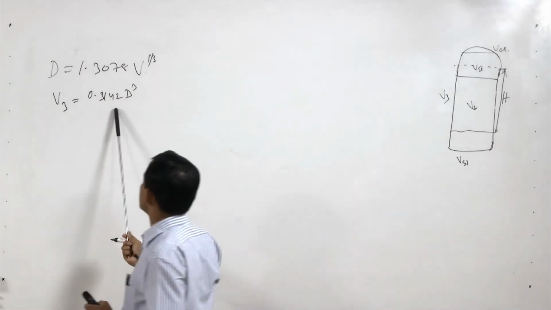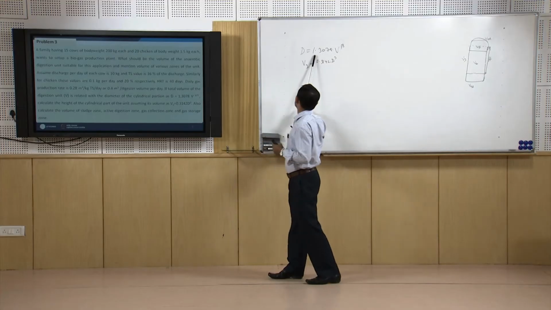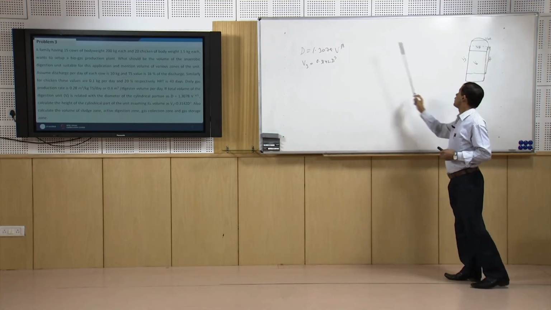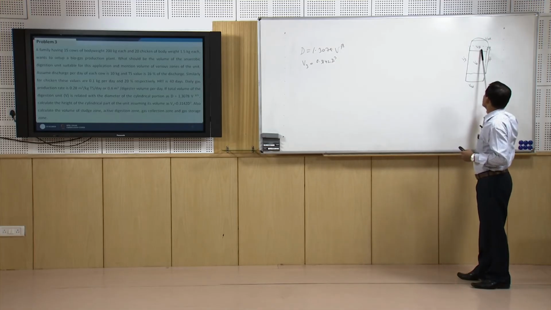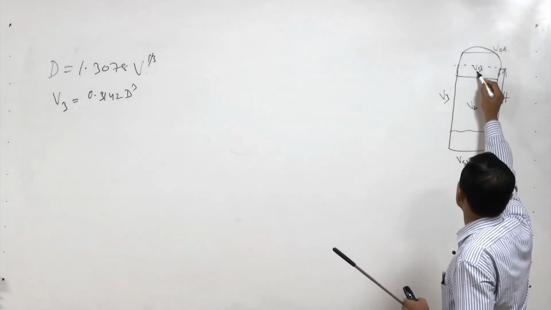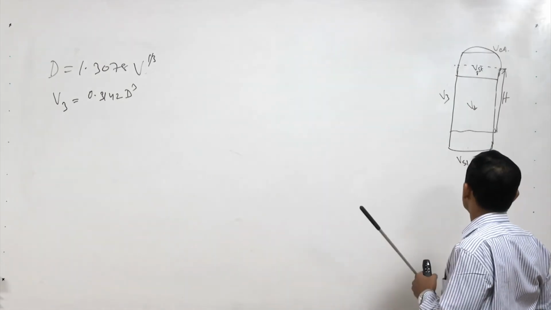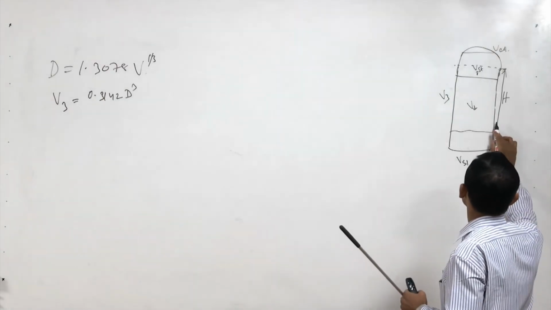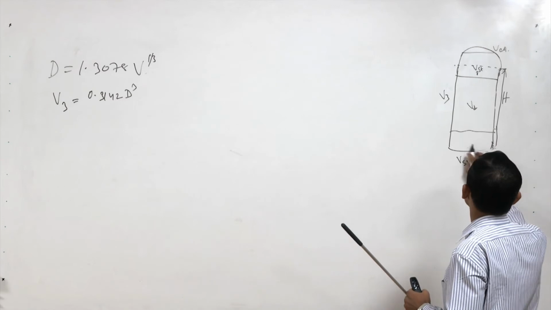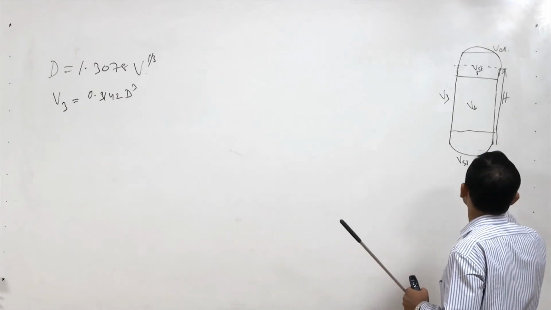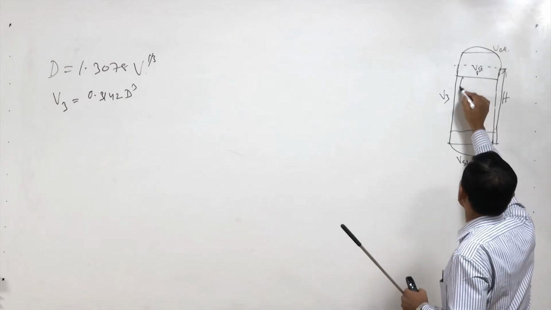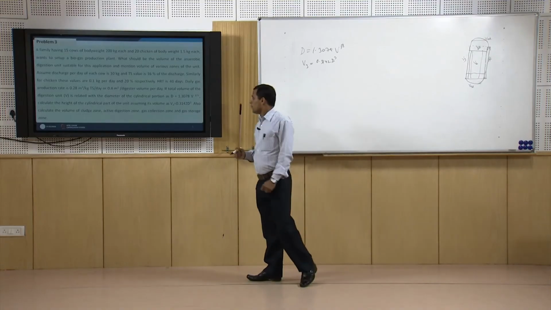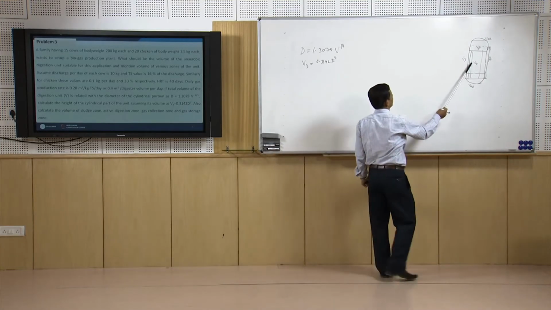Now, V3 is 0.1342 d to the power cube, and d is equal to 1.3078 V to the power half. This V is equal to V call collection plus VST plus gas storage VGST plus VD plus V sludge, and this V3 is this portion. If this is our height, this is our lower portion, say, this is our height. So, this portion is our V3. Okay. So, these are given here. We have to calculate the value of VSL, VD, VST, V call.